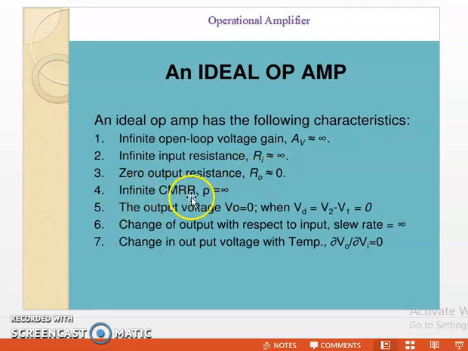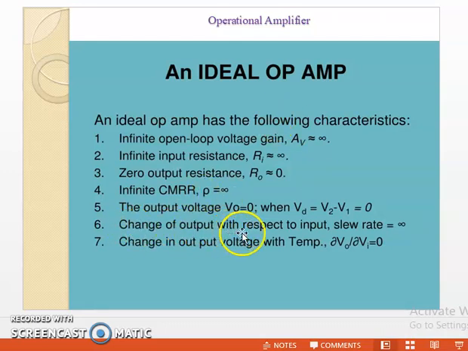Infinite CMRR, common mode rejection ratio, is infinite. The output voltage V0 is 0 when Vd, the difference V2 minus V1, is equal to 0. If the difference of the inputs is 0, then the output voltage is 0. But in practice it's not possible. So in the case of an ideal operational amplifier it is valid.